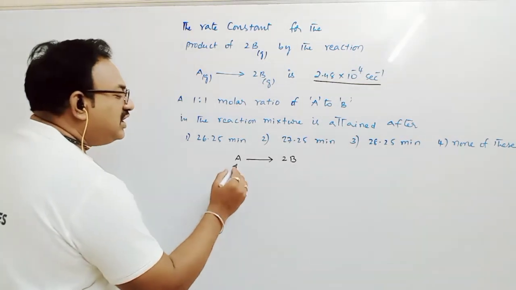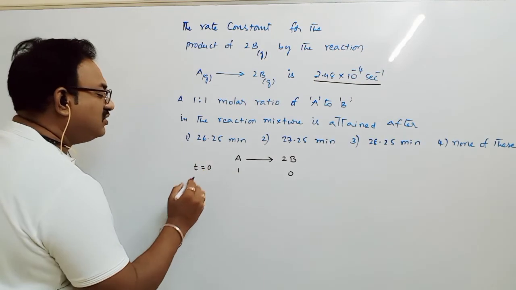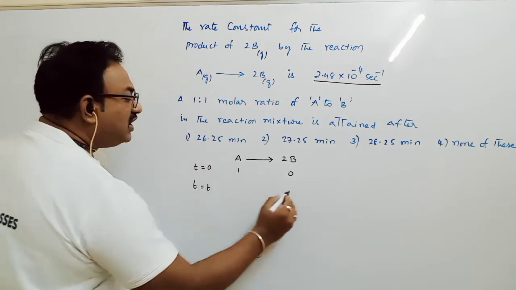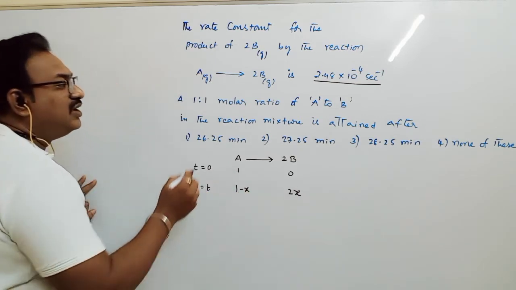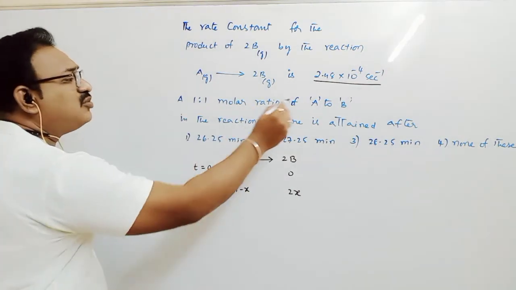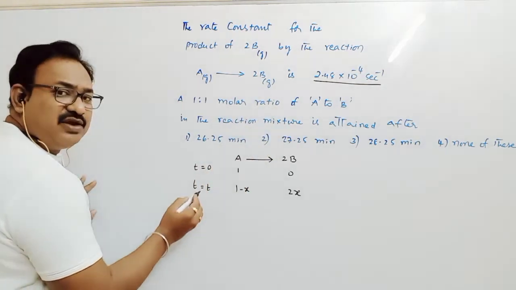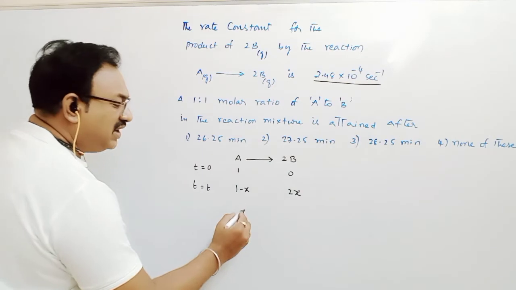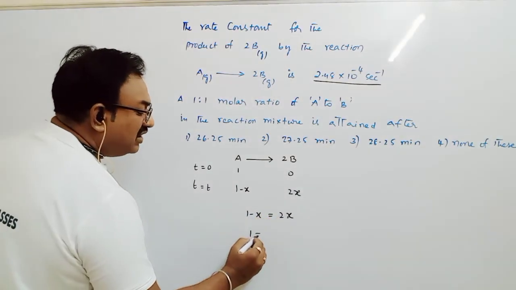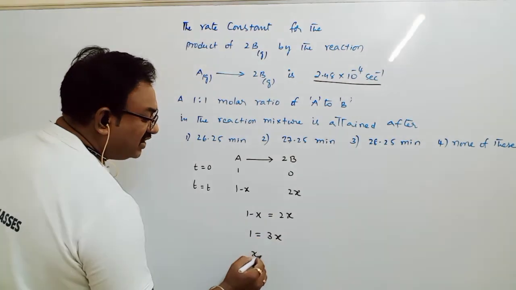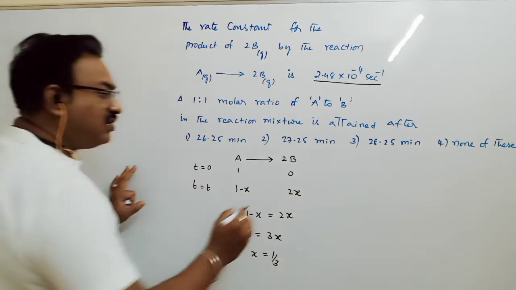Initially assume 1 mole of A and 0 of B, that is at T equal to 0. Now at T equal to T, B will be 2x and A will be 1 minus x. They say a 1:1 molar ratio of A to B is attained after some time. So after time T, take both as equal: 1 minus x is equal to 2x. Then 1 is equal to 3x. So x equal to how much are you getting? X is 1 by 3.